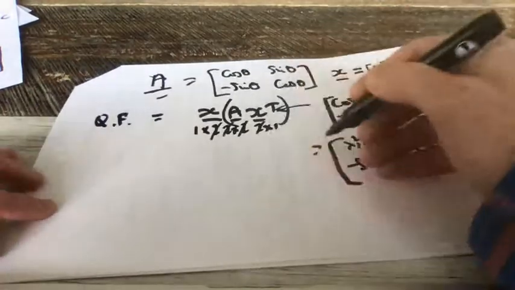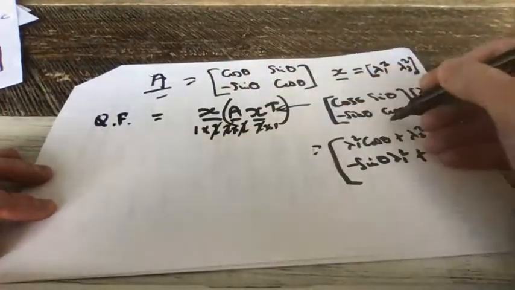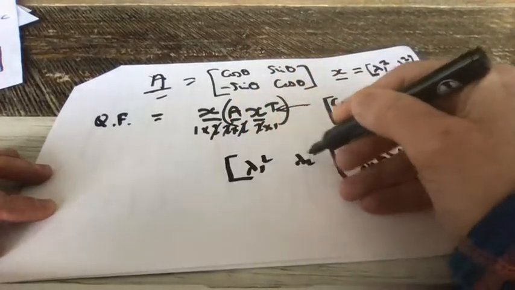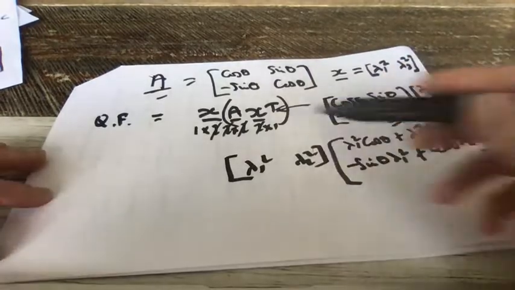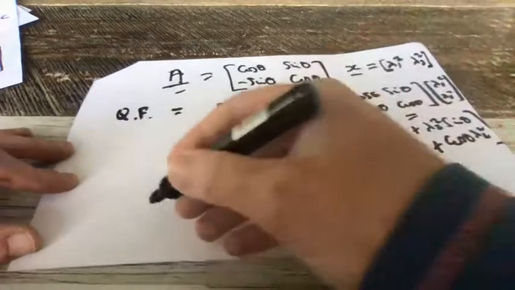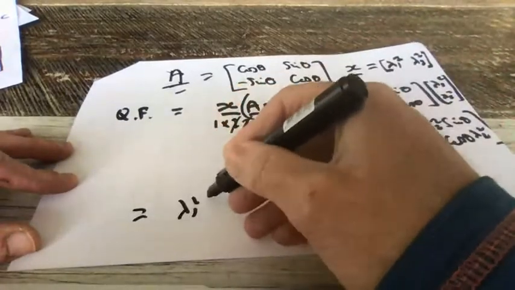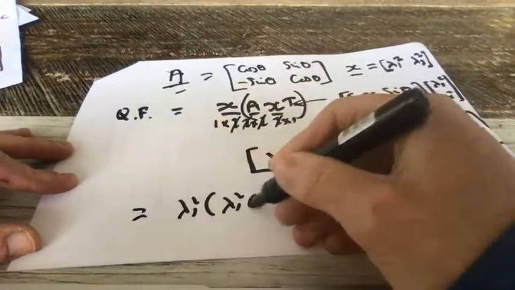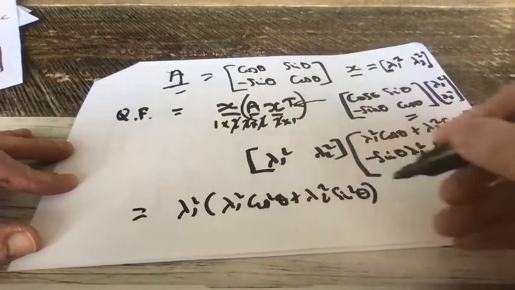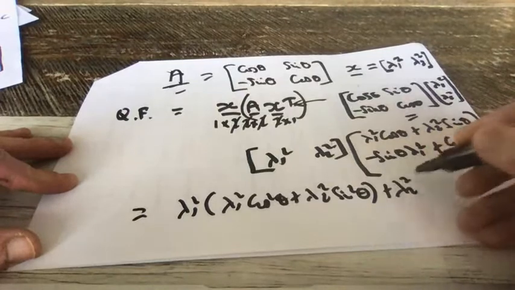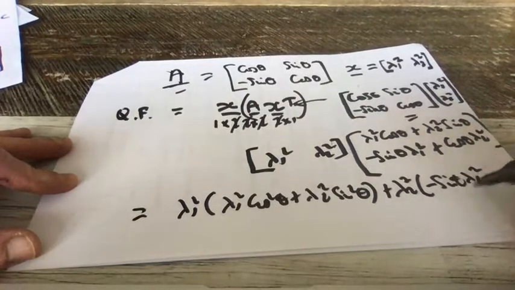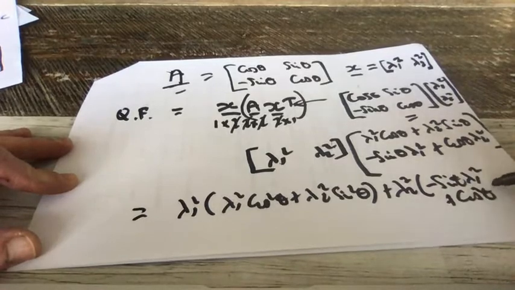And then that's equal to that. And I'm going to multiply that by lambda 1 squared, lambda 2 squared. Okay? So what you do is you multiply this one by this, and add them together. So what you end up with is lambda 1 squared into lambda 1 squared cos squared theta plus lambda 2 squared sine squared theta, plus lambda 2 squared into minus sine theta lambda 1 squared plus cos squared theta lambda 2 squared.